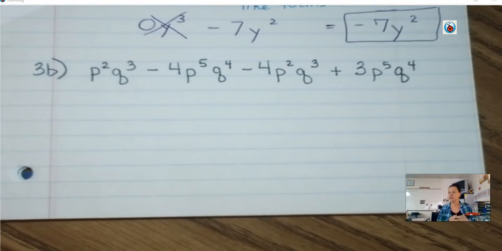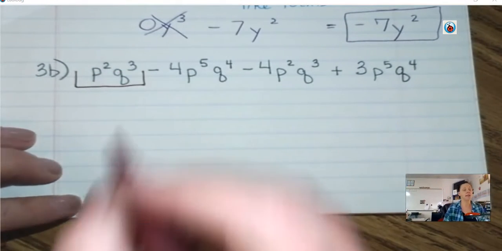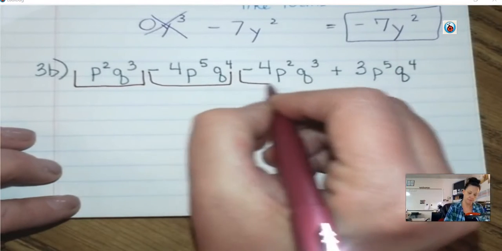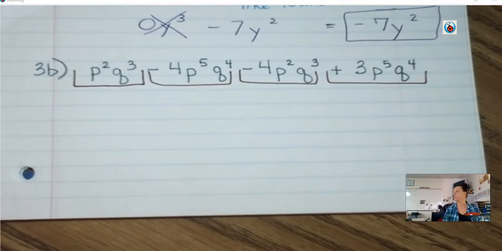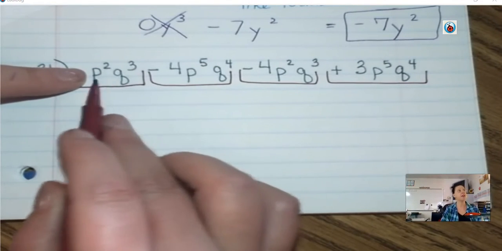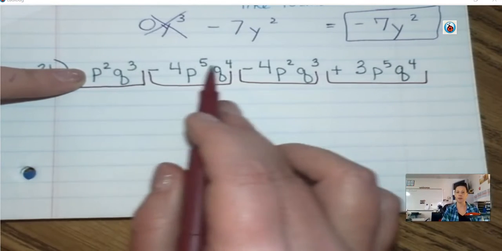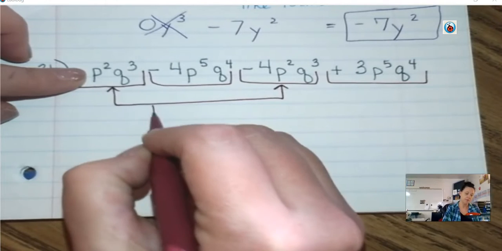First thing I would do is chunk all your terms, or make a mark where each term is. So every time you get to a plus or minus sign, that's a new term. So there's 4 terms. You're looking for like terms. So things that have the same letter raised to the exact same exponent. So p to the 2nd, q to the 3rd. I'm just looking for any other ones that also say p2, q3. We have 2 of them. So these 2 are like terms.